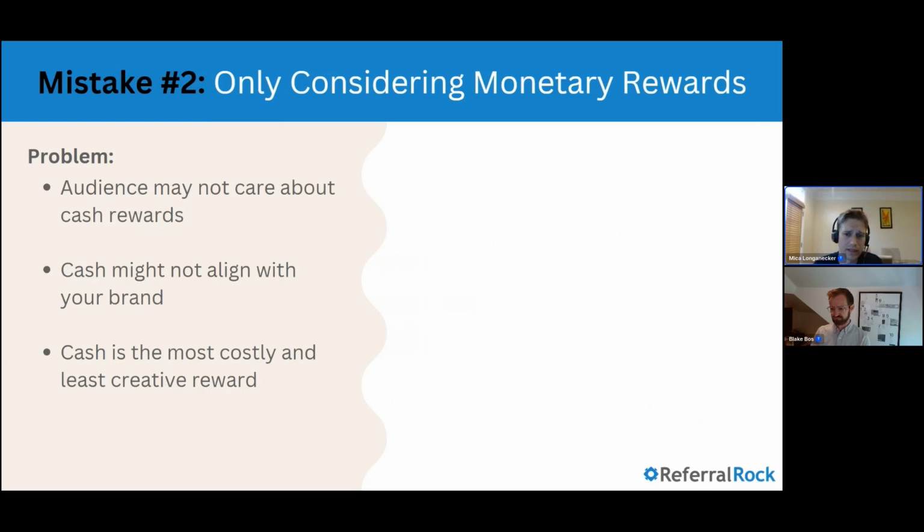Mistake number 2 is only considering monetary rewards. So for many businesses, cash or cash-like rewards is great, but it's a mistake not to at least consider other options. Maybe your audience doesn't care about cash rewards. Maybe cash rewards don't align with your brand. And cash is generally expensive, so the perceived value of $1 will always be $1, whereas the perceived value of another reward, maybe like an experience or a free upgrade, could be much higher than the actual cost of delivering that reward.